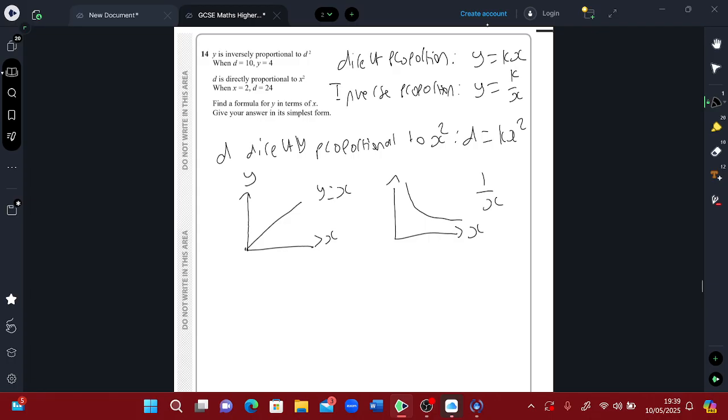So direct proportion essentially is as one variable increases, the other increases, and vice versa. If one decreases, the other decreases. So it's directly linked. But with inverse, it goes the other way. So if one variable increases, the other decreases, and vice versa. That is the whole idea behind inverse and direct proportion.